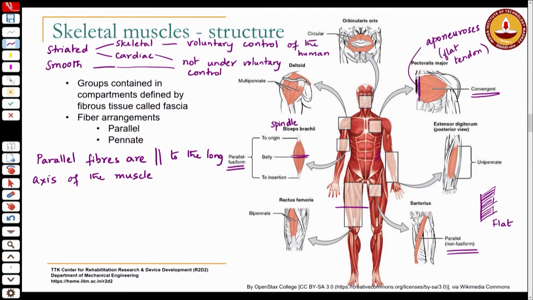So, there are three ways muscles could attach to the bone. You could have your typical tendon kind of attachment. It could attach directly to the bone, or it could attach to this flat tendon-like structure called the aponeurosis. So, these are different ways that it could attach.